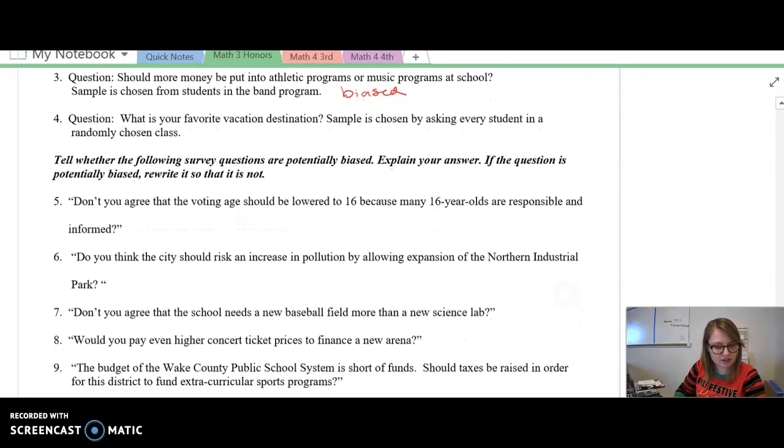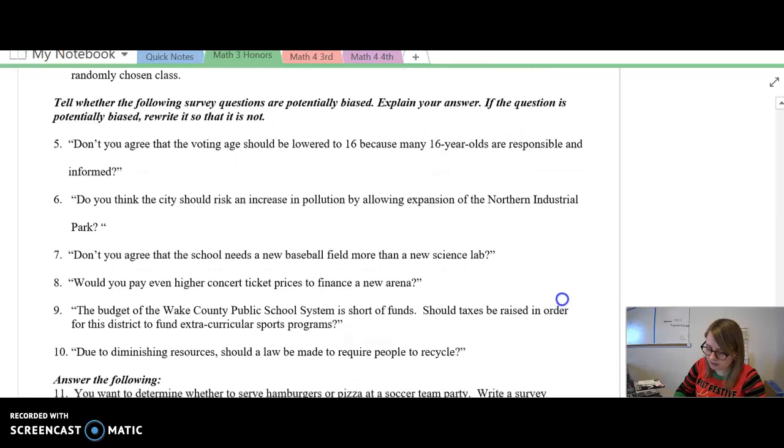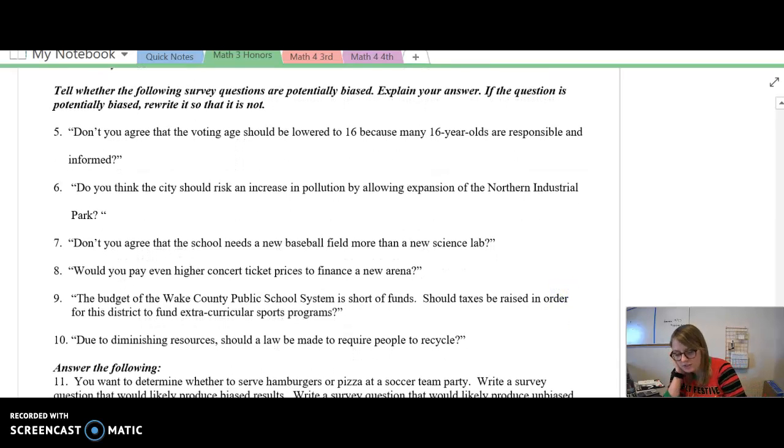Alright, and then we're just going to go into this next part. So tell whether the following survey questions are potentially biased. When you answer, if the question is potentially biased, rewrite it so that it's not. Number 5, don't you agree that the voting age should be lowered to 16 because many 16-year-olds are responsible and informed? This is a biased question.